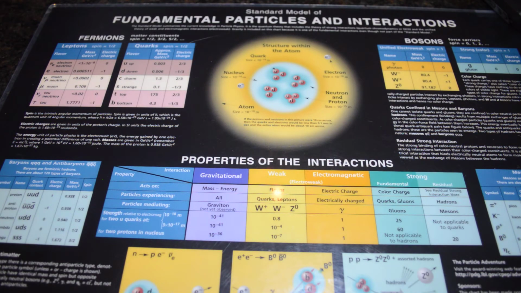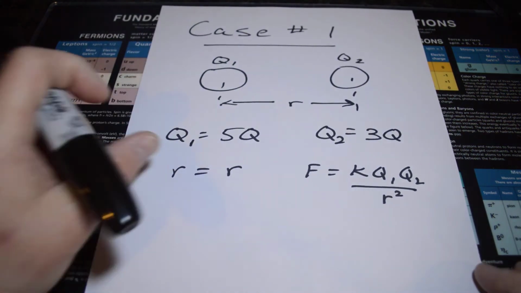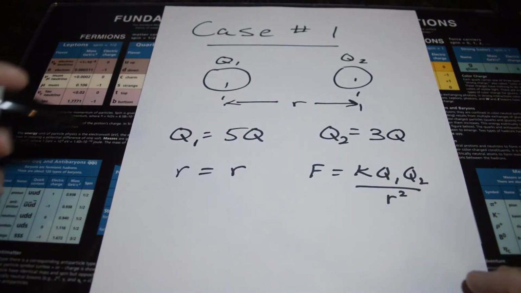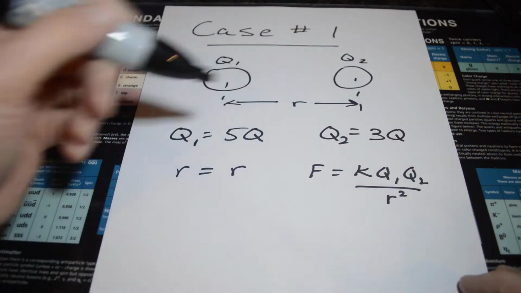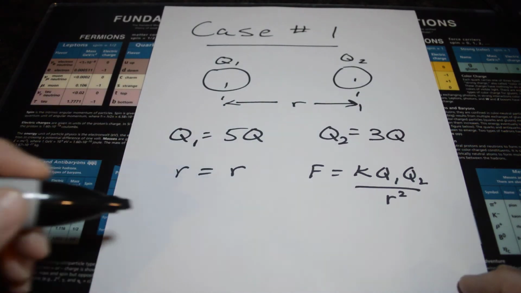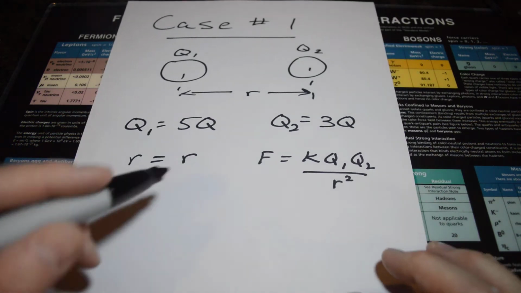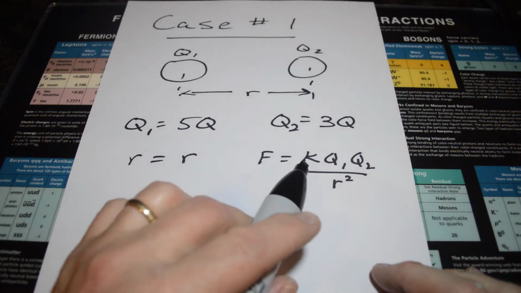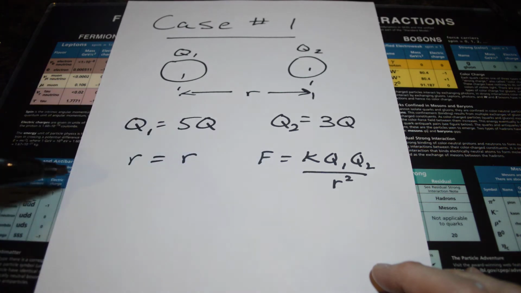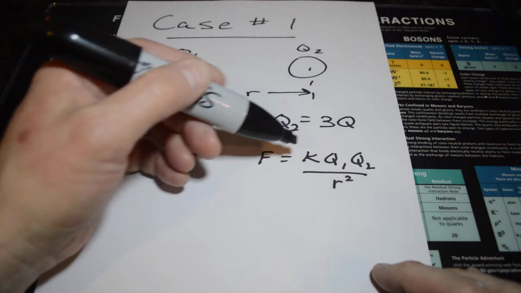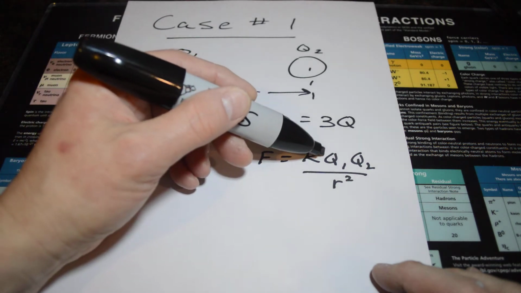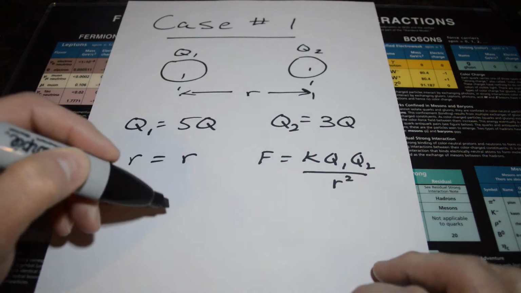The first case that you had was, how about if Q1 was now 5 times Q and Q2 was 3 times Q, but you kept the distance the same. As you can see here, I wrote down Coulomb's law. You have K, Q1, Q2 over R squared. The bottom stays the same, the denominator, but the numerator, one of these is going to multiply by a factor of 5.